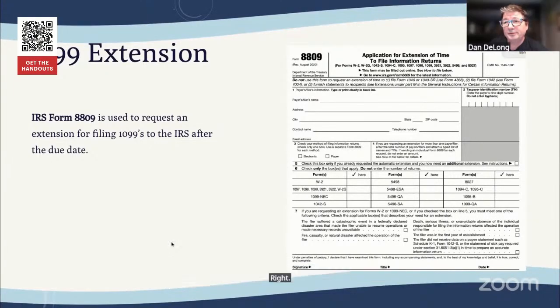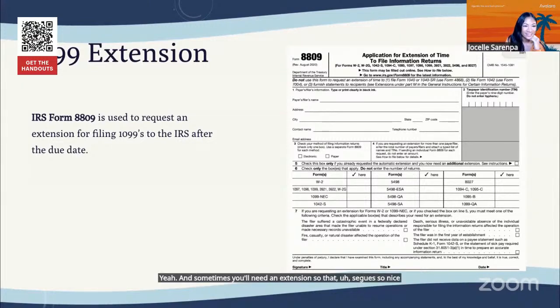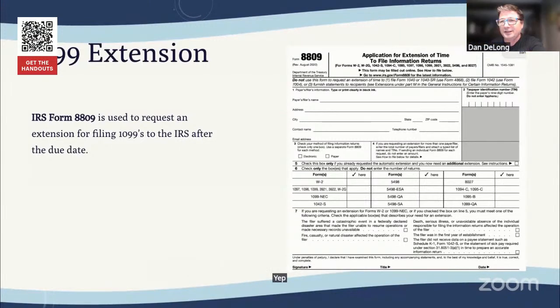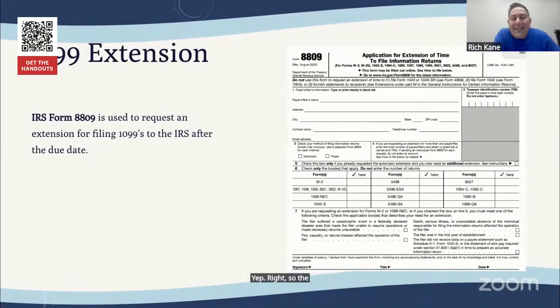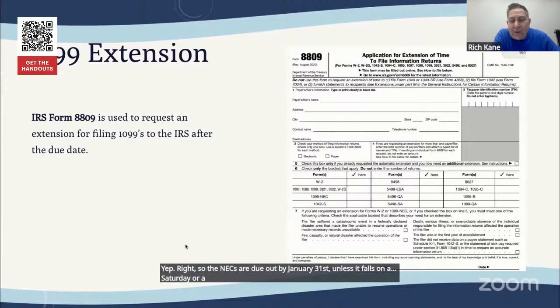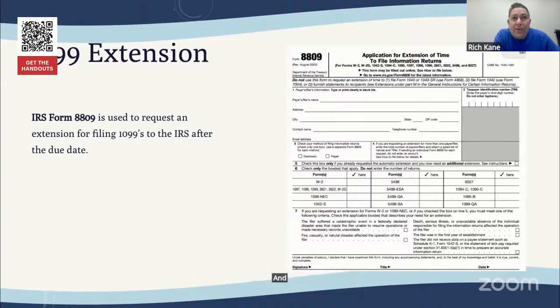Sometimes you'll need an extension, which segues nicely into the 1099 extension. NECs are due out by January 31st, unless it falls on a Saturday or a Sunday, then it's due the following Monday. And the MISCs are due February 28th.